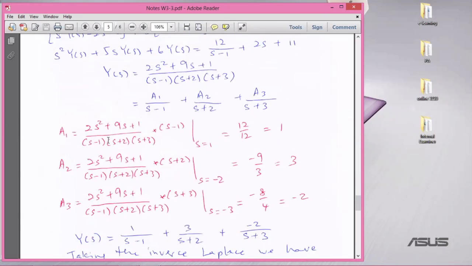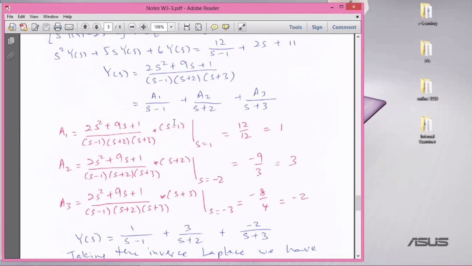Okay. So a1 is equal to the original expression multiplied by the first factor, which is s minus 1. Evaluate that at the roots of the first factor. So the root here is equal to 1. The root is simply the value of s that will make the denominator equal 0. So when s is equal to 1, the whole thing goes to 0. So you evaluate this expression when s is equal to 1.